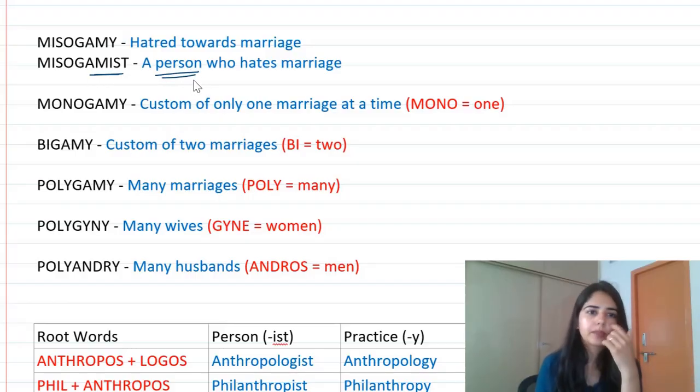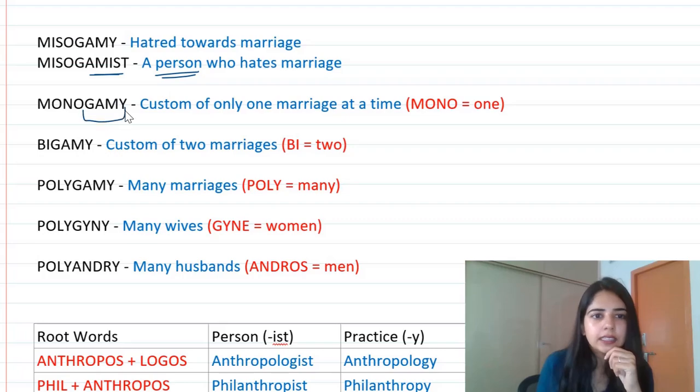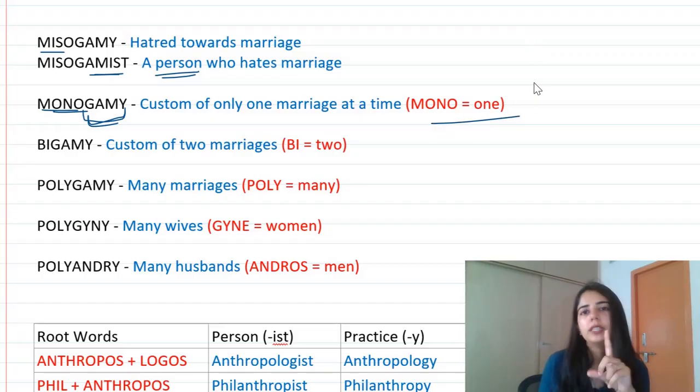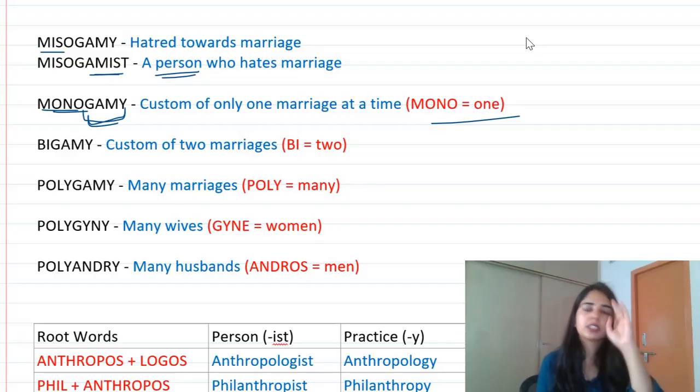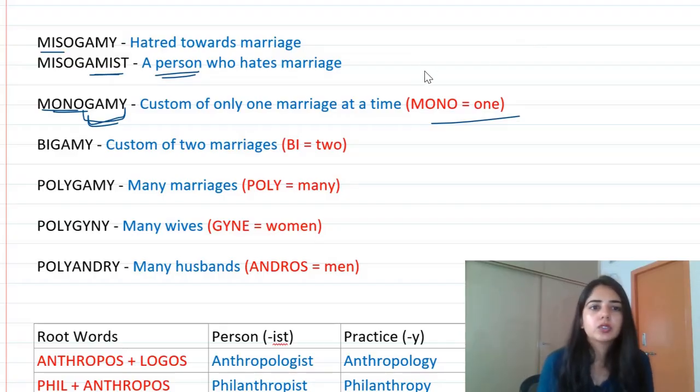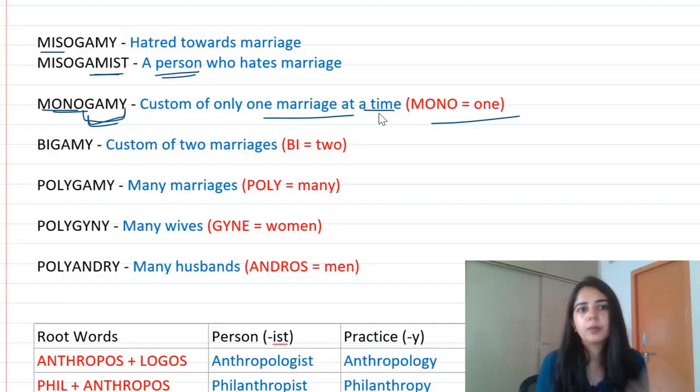Now if I retain this word and change this to mono, mono means one. Monopoly, you must have heard, means when one person establishes their monopoly, in the market only that one person is there. They have established their domination in the market. So monogamy is the custom of only one marriage at a time. Mono means one, gamy means marriage. So the custom of one marriage at a time is monogamy, which we are practicing now.